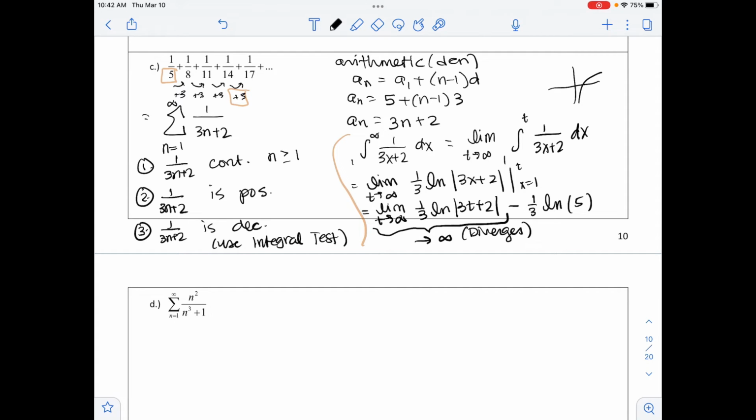So therefore, the series that we have, which is 1/5 plus 1/8 plus 1/11 plus 1/14 plus 1/17, is going to diverge.